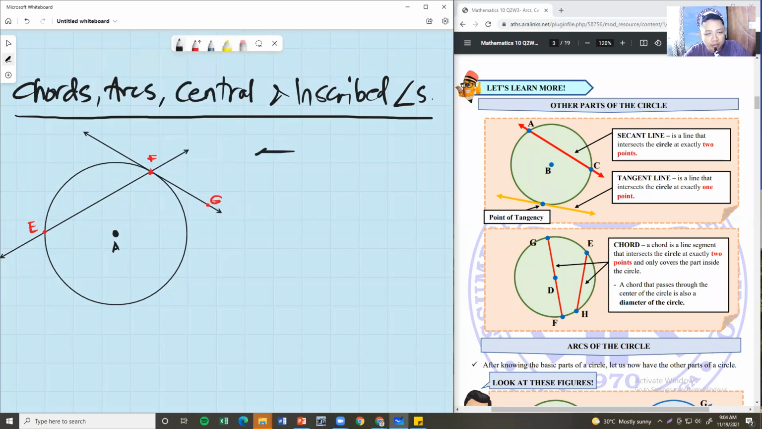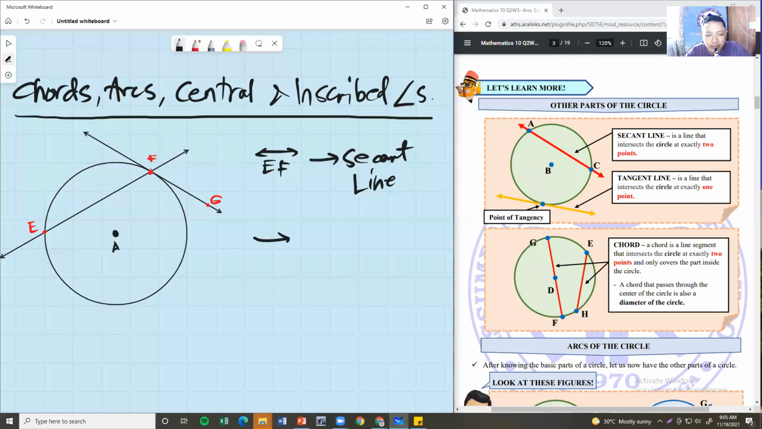What do you call line EF? Type it in the chat box. Everybody is encouraged to type their answers in the chat box. Very good. Your classmates are correct. This is called the secant line. Secant line, simply because there are 2 points that intersect a circle.